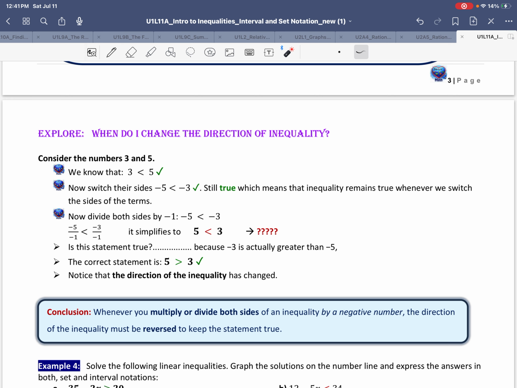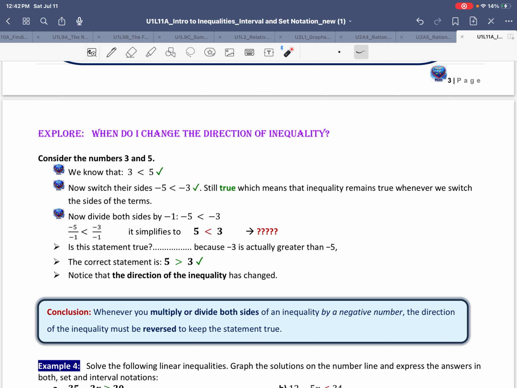Now, if you switch the sides of the terms, then we have to switch their signs as well. So 5 becomes negative 5 and 3 becomes negative 3. So when you read this statement again, negative 5 less than negative 3, we're going to say that it still holds true. That's because if you place these two numbers on the number line, and negative 3 is here, negative 5 will be further to the left side of it. So negative 5 is less than negative 3.